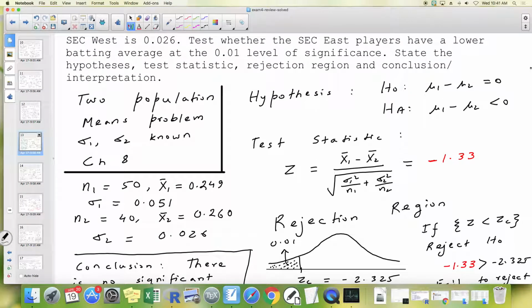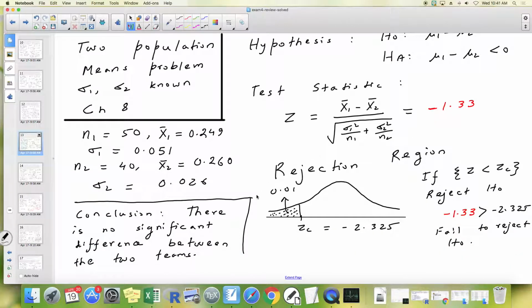Fail to reject H0 means we have failed to prove that SEC East is lower than SEC West. So there is no significant difference between the two teams. That's our conclusion.